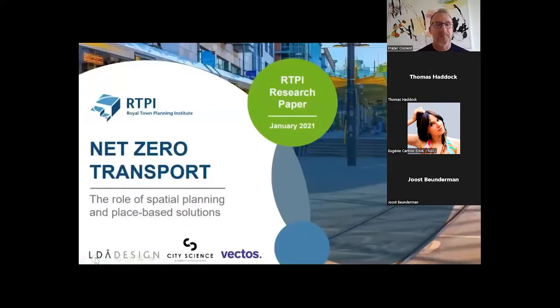So next slide. Our own journey in understanding this and understanding the degree of change that was needed as a business was when we were commissioned by the Royal Town Planning Institute, which is the national body representing planners in the UK, to do a bit of research to look at net zero transport and the role of spatial solutions to decarbonise transport. And we teamed up with City Science and Vectos, who are two consultants we work with in the UK, to make sure that we took a science-based approach.